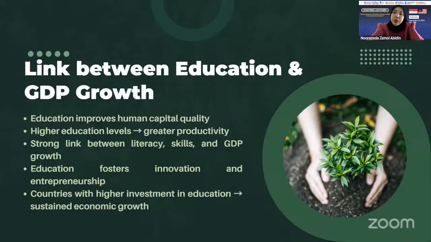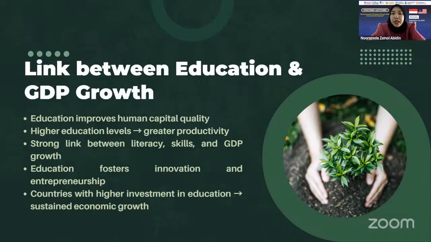Now, the link between education and GDP growth. Okay, as we know, education has a direct and powerful impact on gross domestic product because it enhances the quality of human capital. An educated workforce is more skilled, efficient, and capable of handling complex tasks, which translates into higher productivity. Studies consistently show that countries with higher education attainment achieve stronger and more sustainable economic growth. For instance, improvements in literacy rates and the average years of schooling are strongly correlated with GDP growth.